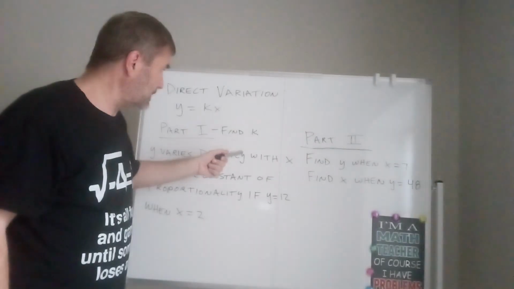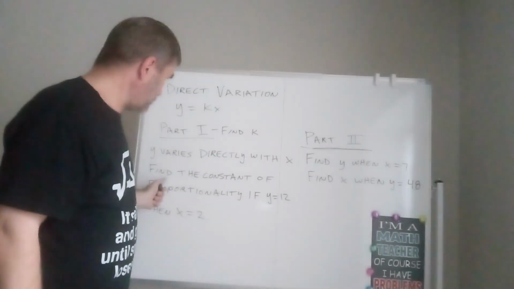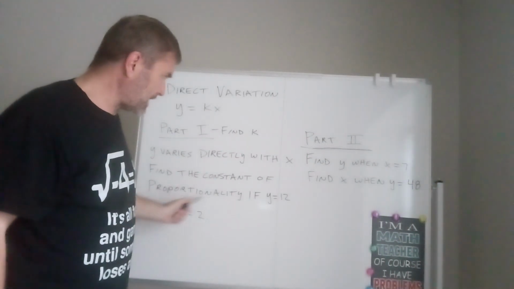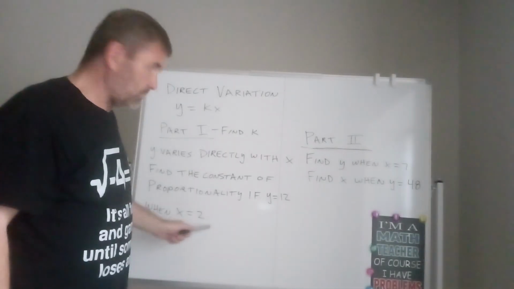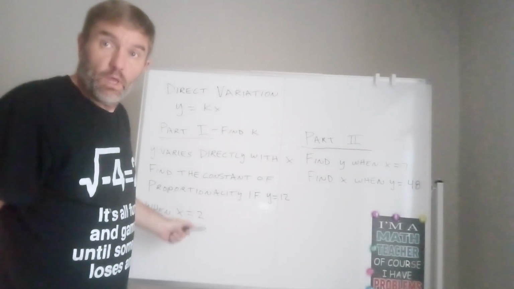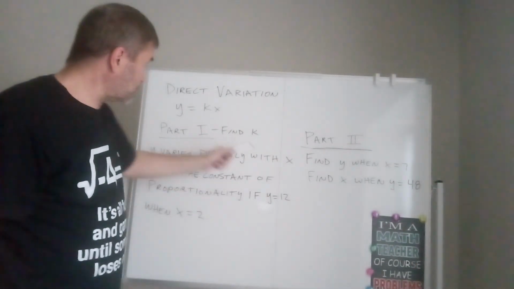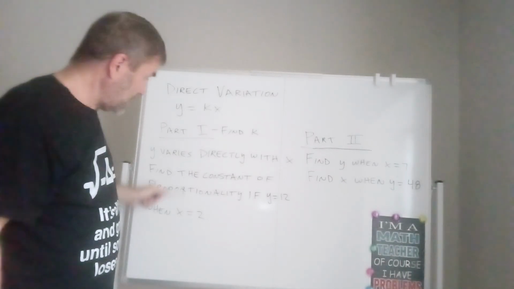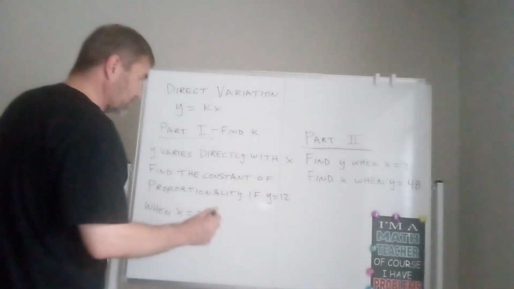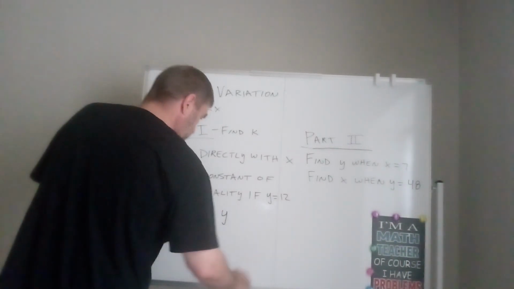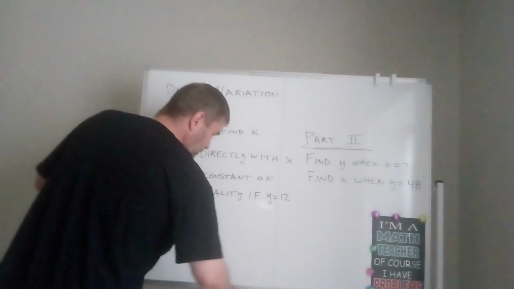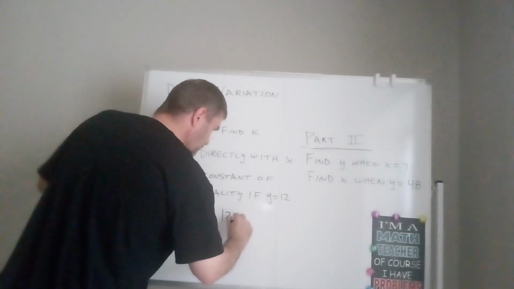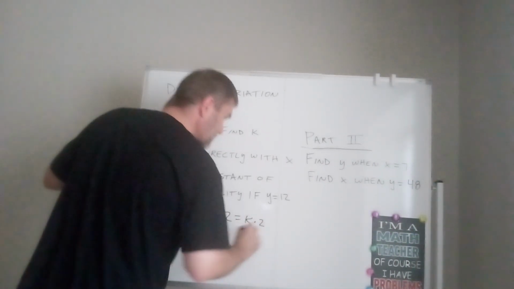So with direct variation, you're going to see this language: y varies directly with x. What we do then, it says find the constant of proportionality if y equals 12 when x equals 2. So what do we do? Well, we very simply plug the 12 in for y, substitute, and substitute the 2 in for x. So y is now 12. 12 equals k times 2.